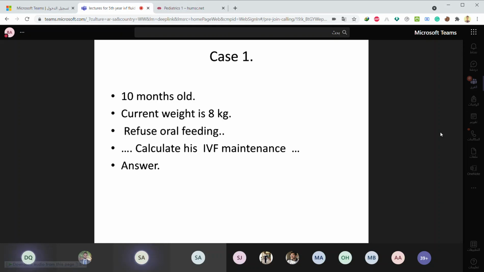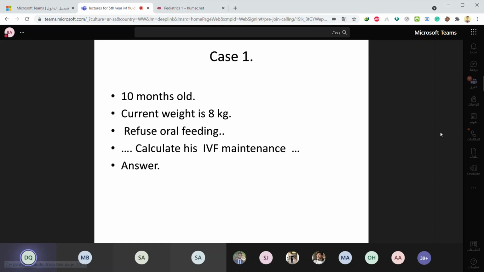800 ml, doctor. 100 per what? Per day. Now the formula that we talked about depends on the weight. So we have his weight is 8 kilogram. In the first 10 kilogram, each kilogram gets 100 ml. So the 8 kilogram, how much? 800. Okay, 800. So the amount of IV fluid needed for this patient is 800 in 24 hours. This is the IV fluid.